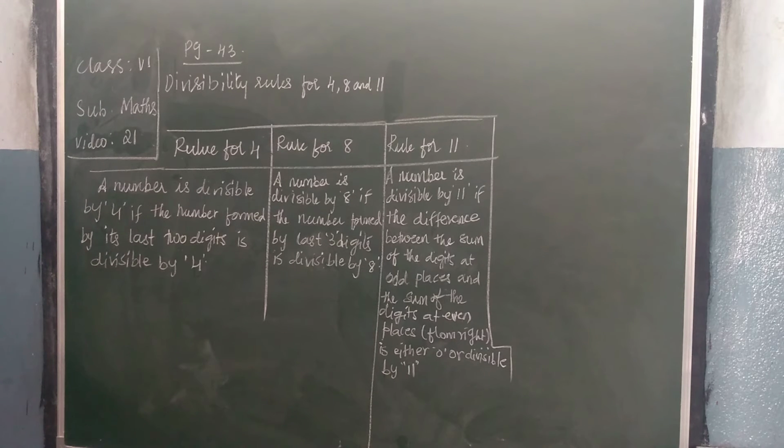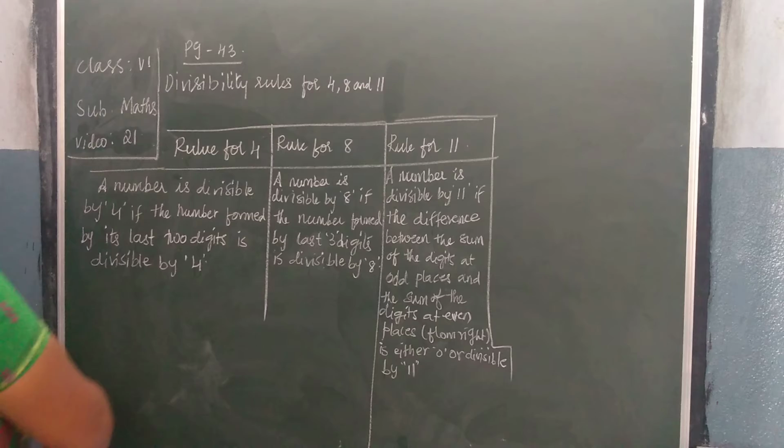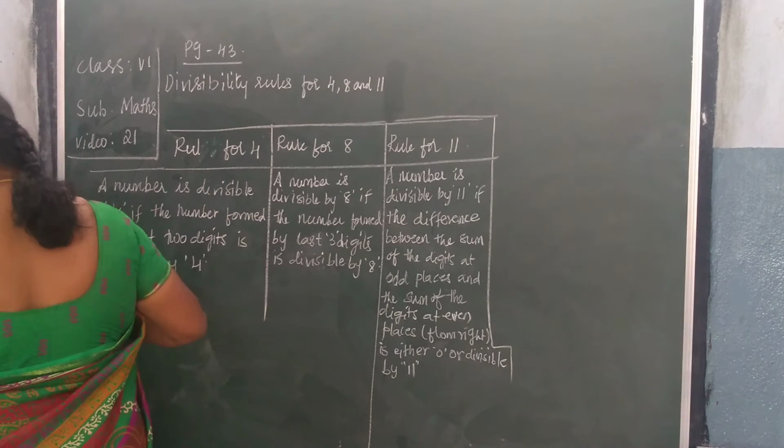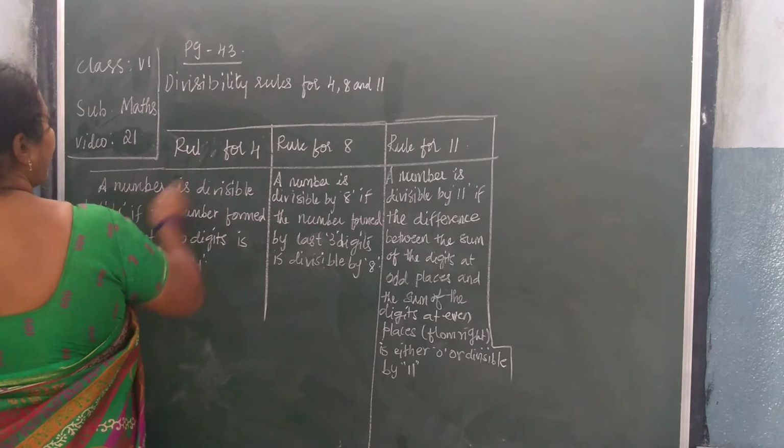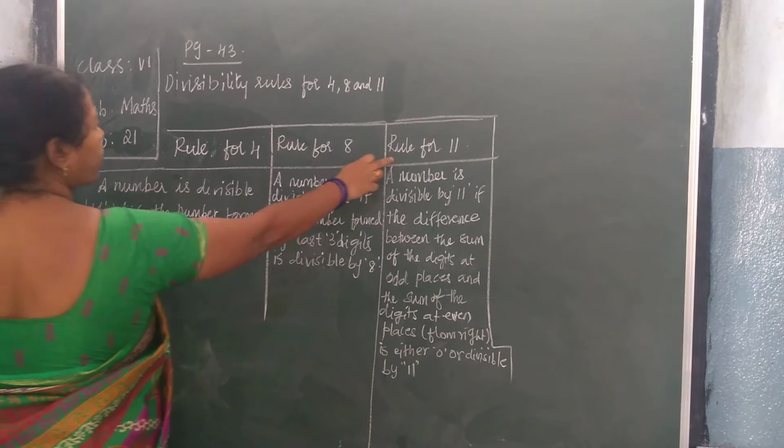Now, what is the divisibility rule for 4? Next, the divisibility rule for 8. Next, the divisibility rule for 11. These are the 3 rules. Previously, we learnt about 2, 3, 6, 5, 10. And now you are learning the rule for 4. R-U-L-E, rule, children. This is rule: rule for 4, rule for 8 and rule for 11.